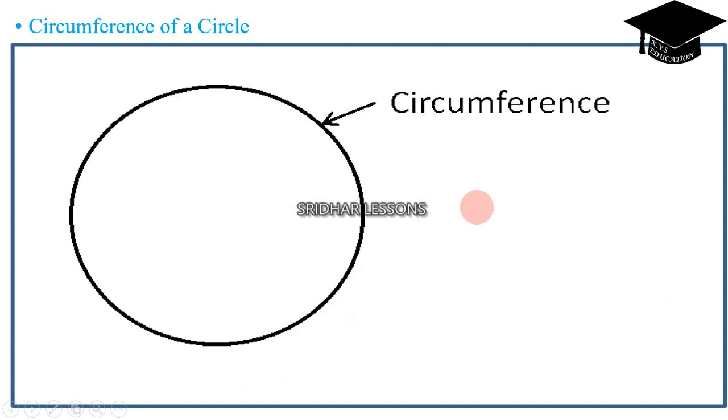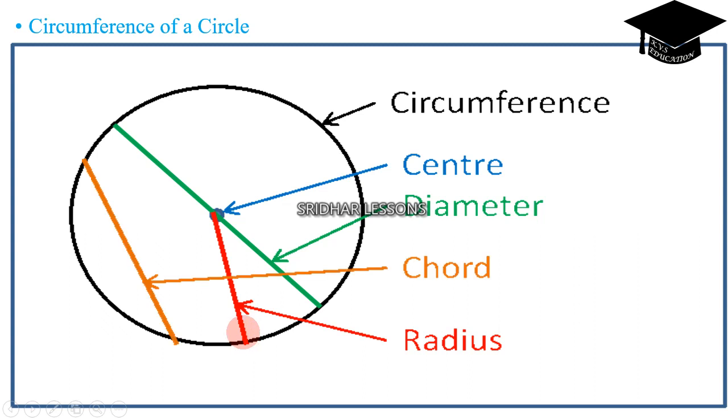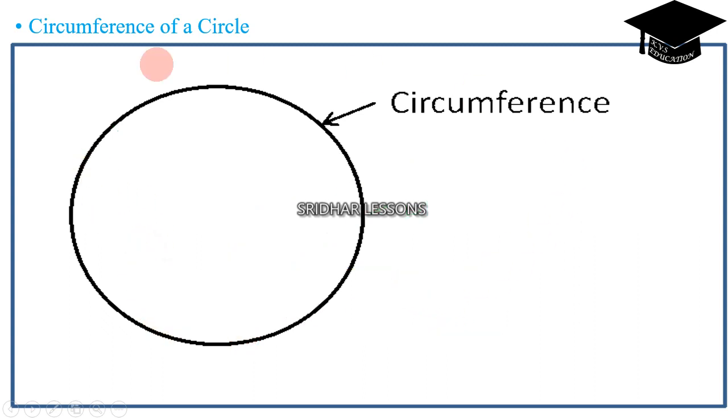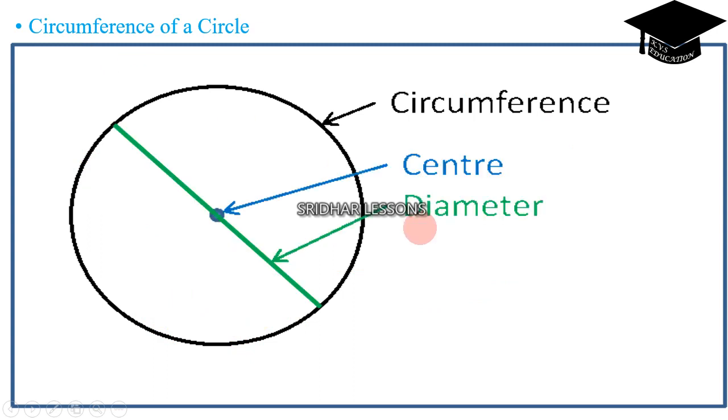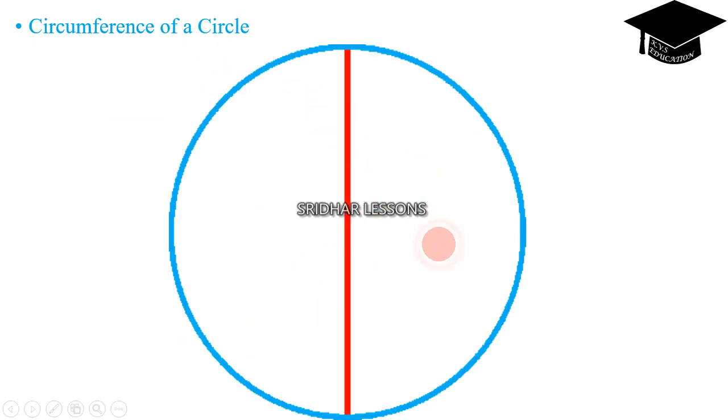Next, see, this is the circumference, as the arrow shows. This is known as the center, this is the diameter, and this, from here to here, is called the radius, and this is called a chord. Okay, once again we will see: center, diameter, radius, chord, and this black part is called the circumference.